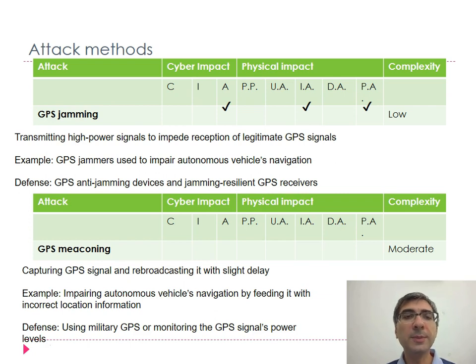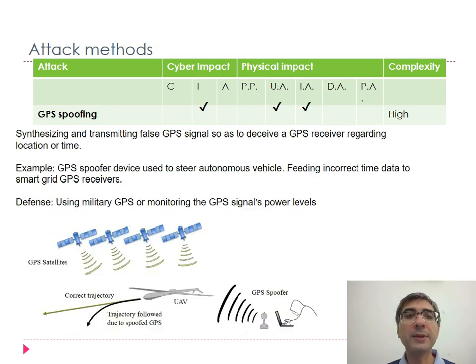And GPS beaconing, beyond jamming, is actually capturing a GPS signal and rebroadcasting it with a slight delay. So in this case, it shows a slightly different location. And again, with the same logic, GPS spoofing is not only that it affects the accuracy of the location, but it chooses the location that it wants to send. So GPS spoofing is again about transmitting a false GPS signal so as to deceive the GPS receiver regarding the location or the time, which is the same thing in practice. And in this way, effectively steer it.